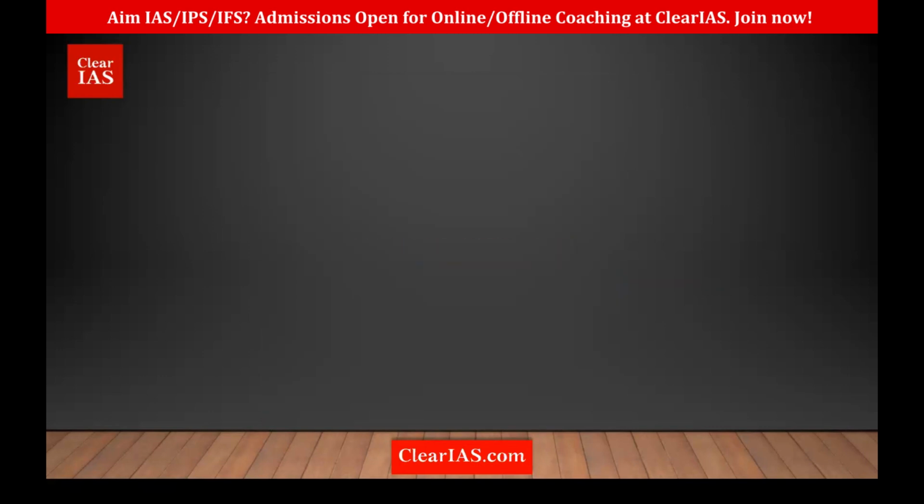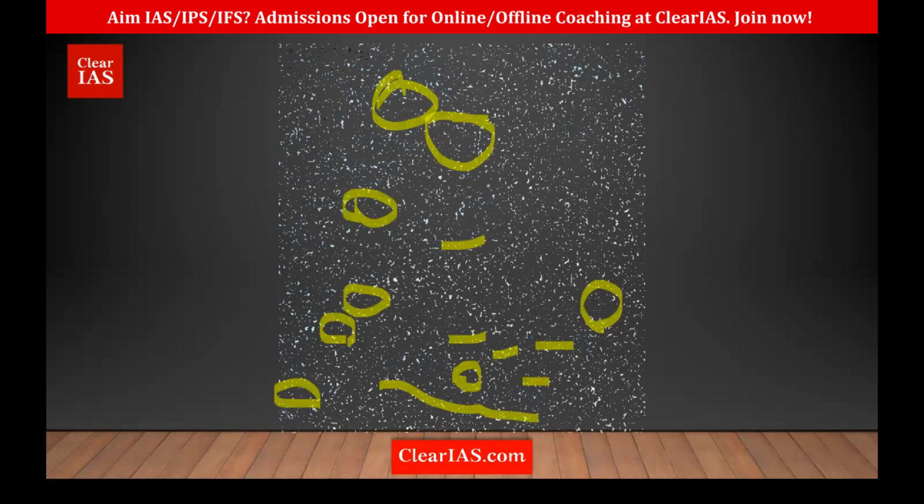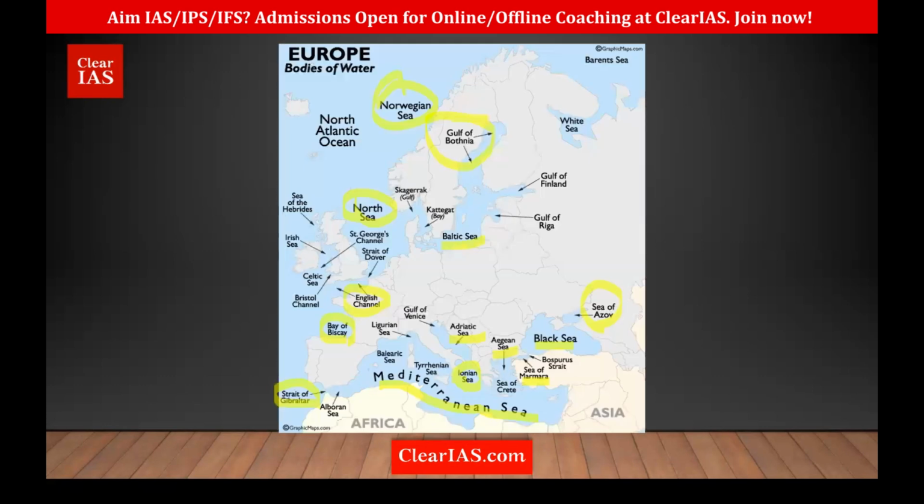Then we saw the seas in Europe. It's not possible to study all the seas, so we just learned the seas which we know, and some of the ones in the north. In the south, we know the Sea of Azov, Black Sea, which connects to the Bosphorus Strait, Sea of Marmara. Then there is the Aegean Sea and the Mediterranean Sea. Then we have what? The Adriatic Sea and Ionian Sea.